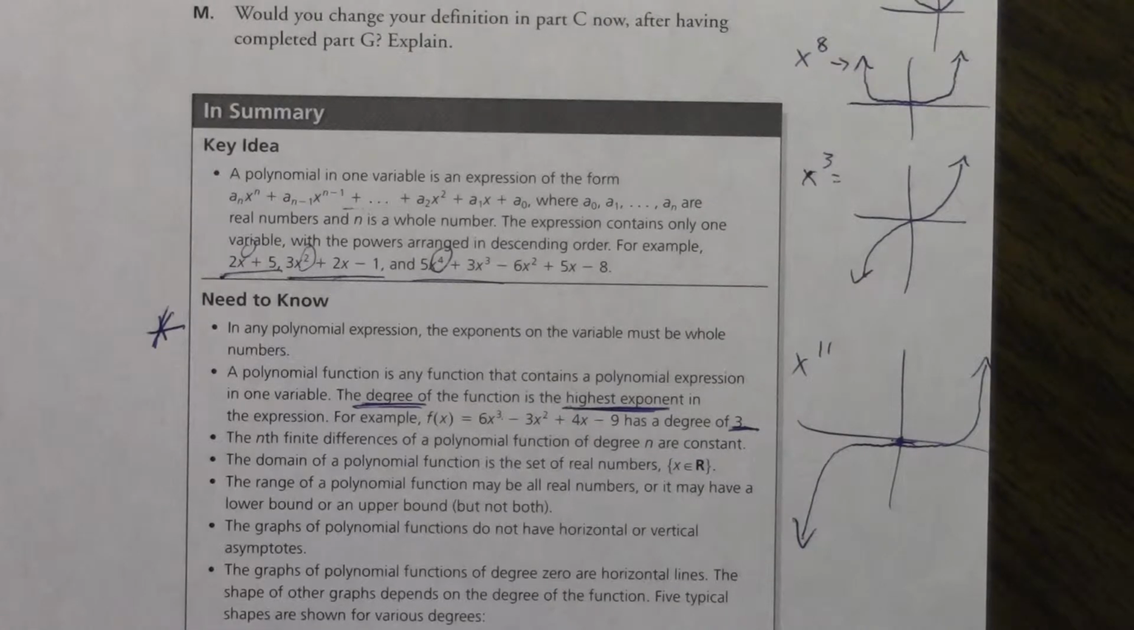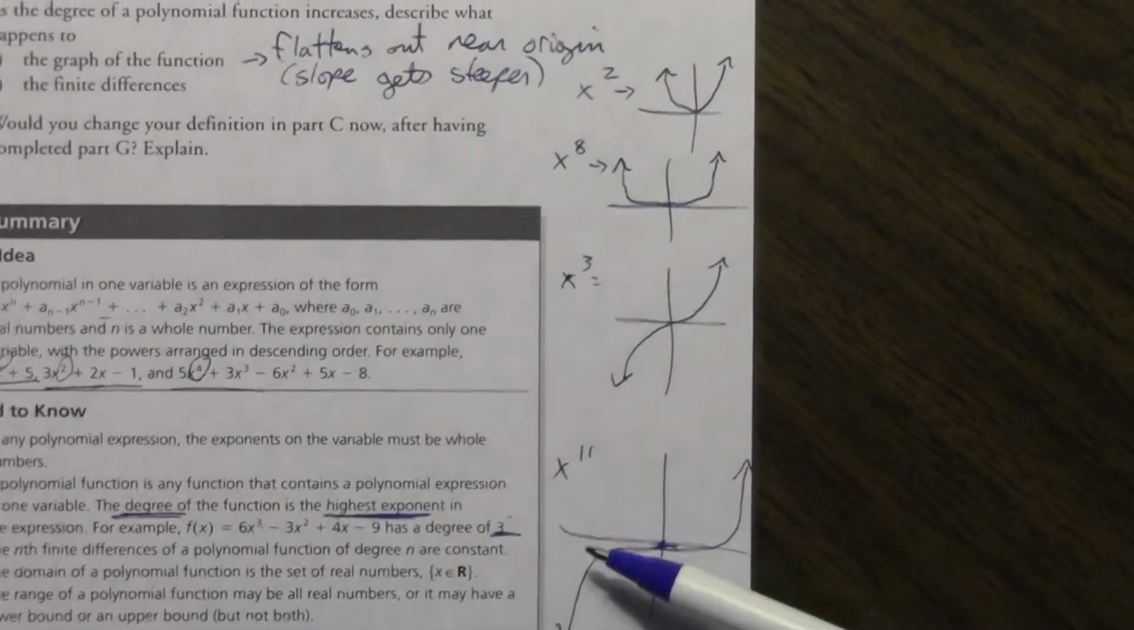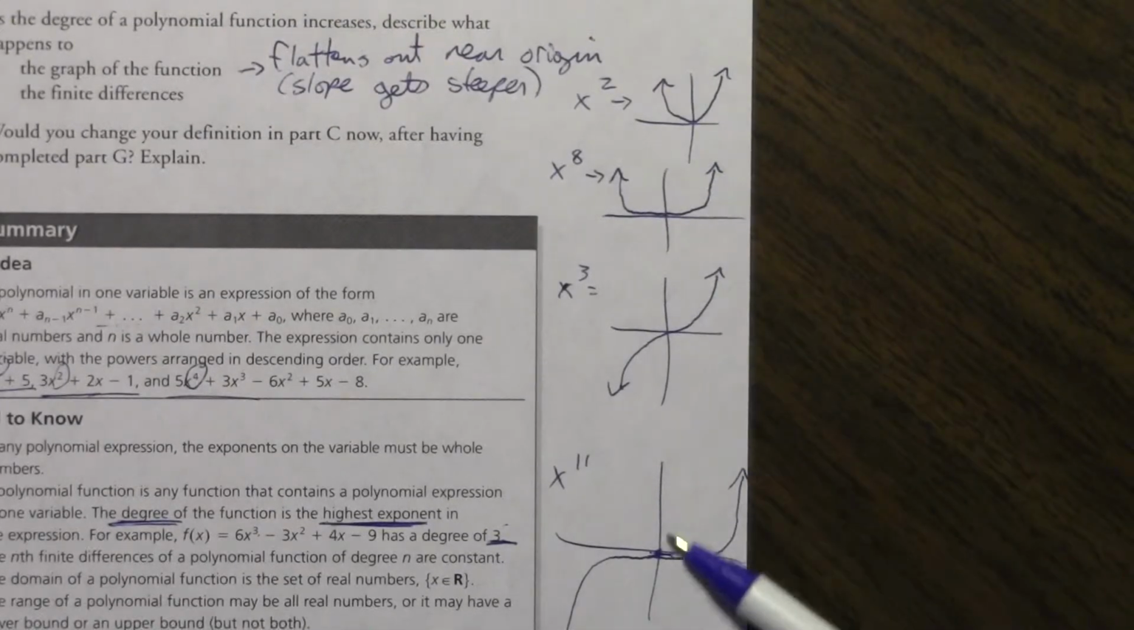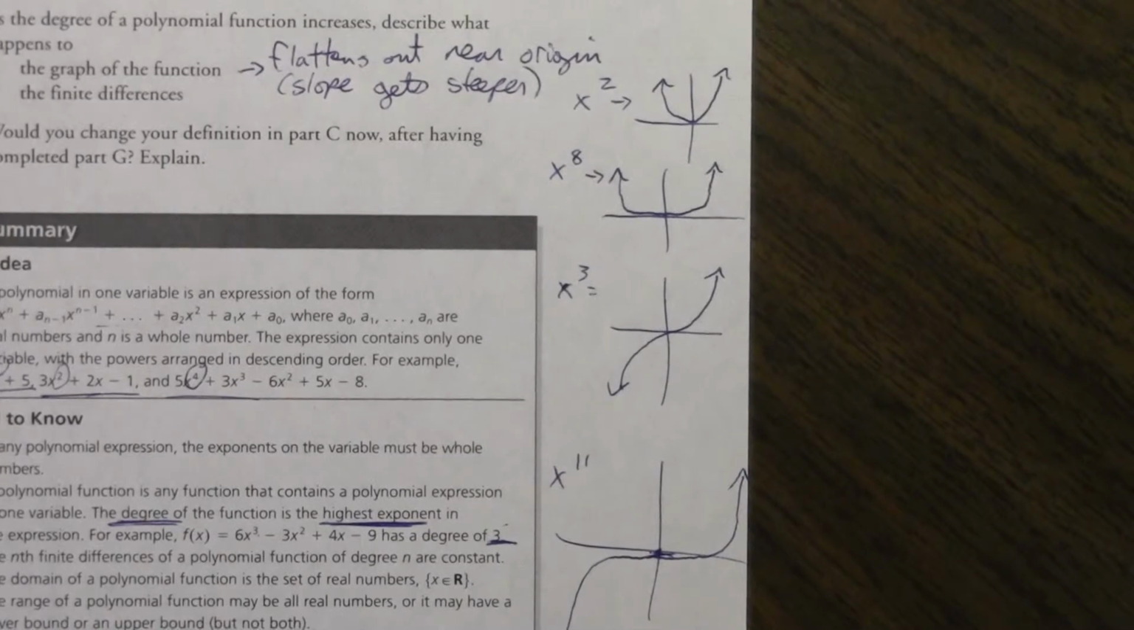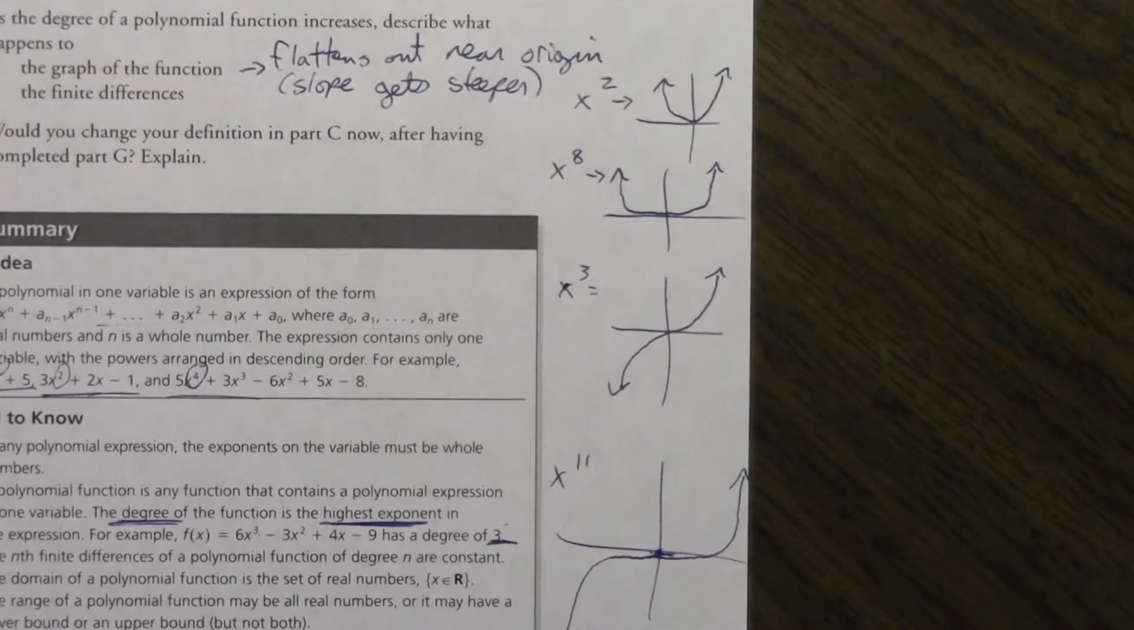The domain of a polynomial function is a set of real numbers, x is an element of the reals. The range of a polynomial function may be all real numbers, or it may have a lower bound or upper bound, but not both. So looking at all of these polynomial functions that I've drawn here, you're always going to get a domain of x is an element of the reals. Okay? That's another way to tell. All polynomial functions have a domain of x is an element of the reals. Say that one more time. All polynomial functions, domain x is an element of the reals.